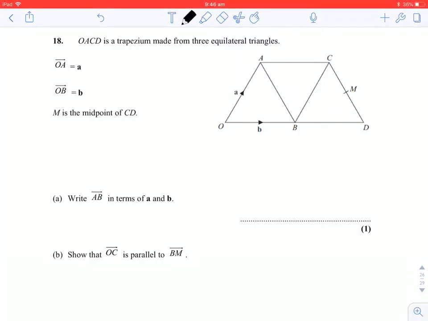Question 18. OACD is a trapezium made from three equilateral triangles, where OA is A, OB is B, and M is the midpoint of CD. So the first thing I'm going to do before I even read any of these questions is, if I know that I've got A there, then this part here is going to be A, and I know that that is B, and I know that that is B as well.